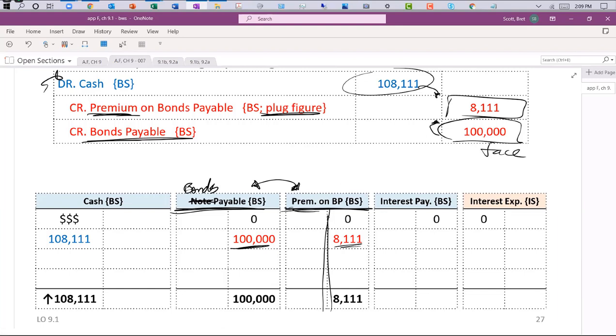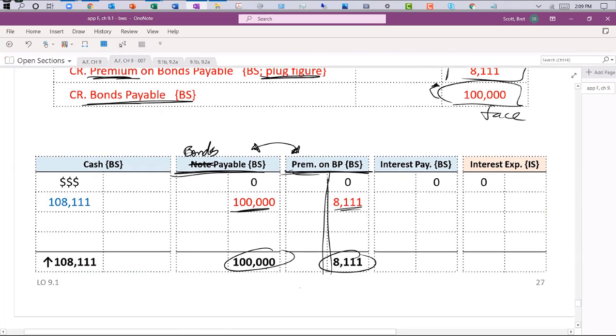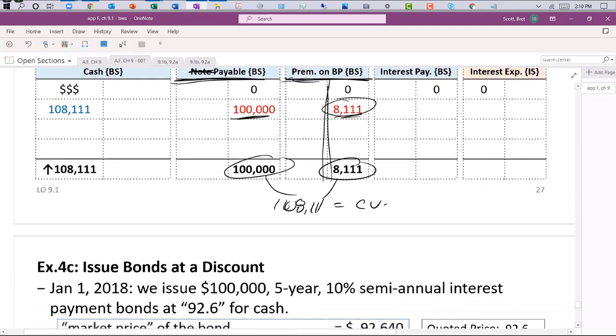If we sold them at a premium, then the ultimate value we're going to report is what's called carrying value of 108,111. That would be the carrying value. We'll talk a little bit more about that in a second. But this premium account is important because we eventually need to amortize this balance away. And we'll show you the mechanics of how to do that in a second.